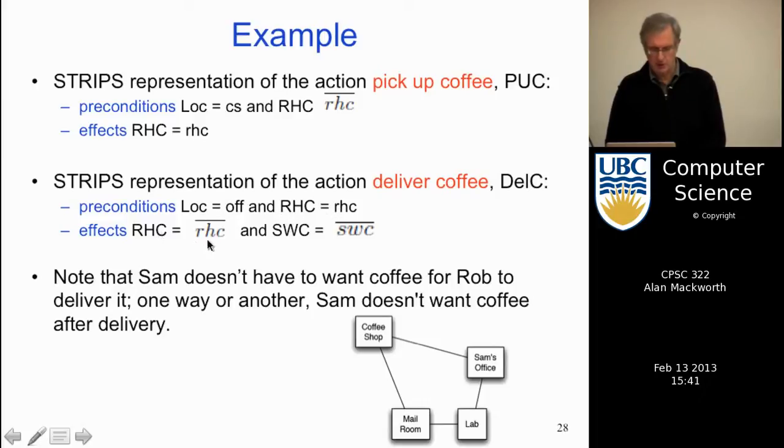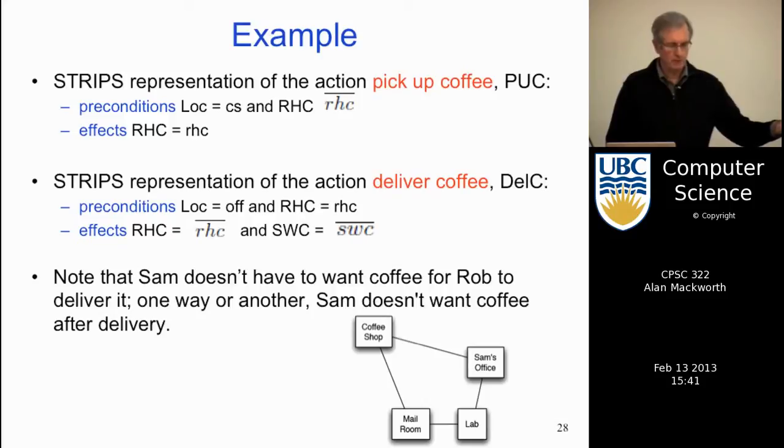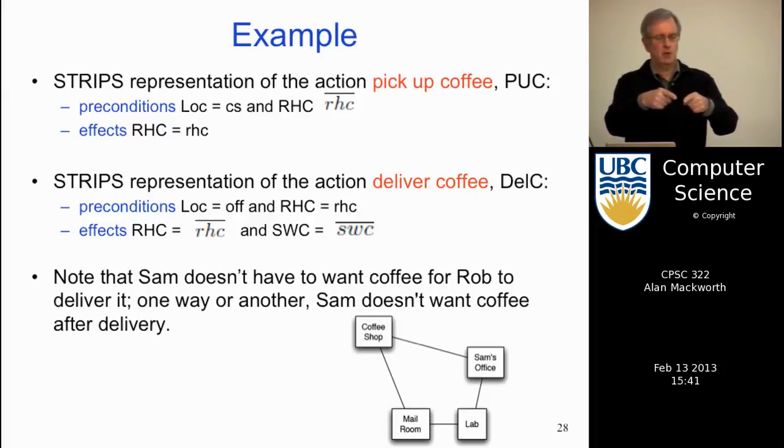The effect is you don't have coffee once you've delivered it, and Sam doesn't want coffee anymore. Notice that Sam doesn't have to want coffee for the robot to deliver it. He can deliver it whether or not Sam wants coffee. If he didn't want coffee before, he still doesn't want coffee. But if he did want coffee and it's been delivered, he will drink the coffee and he will not want coffee. So there are two ways to get to Sam doesn't want coffee afterwards. Either way is true here.